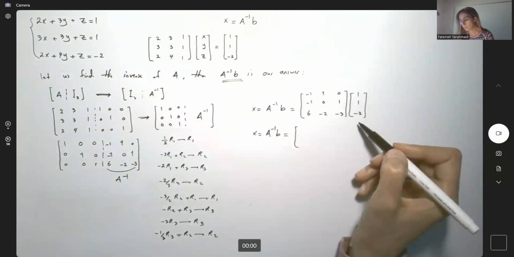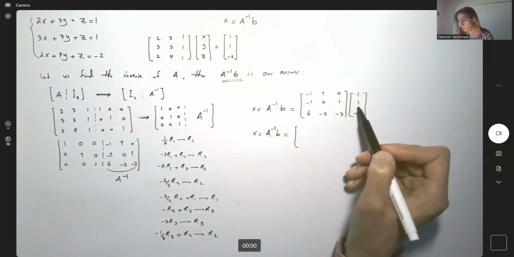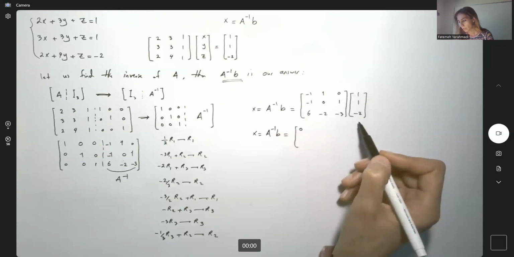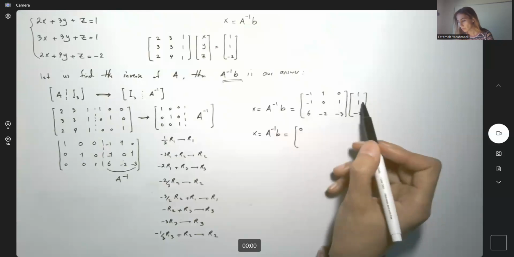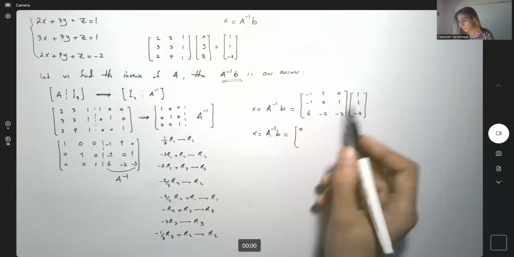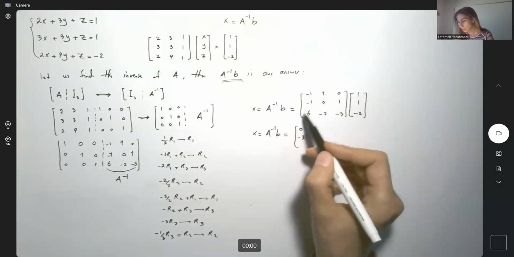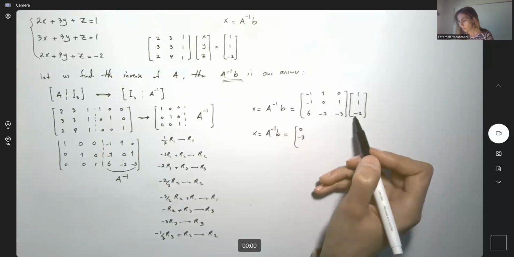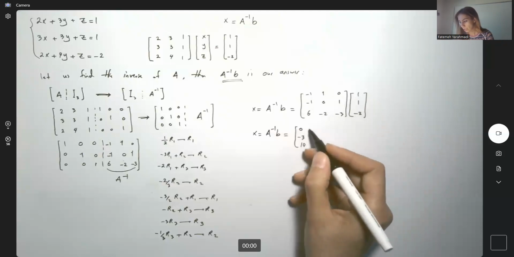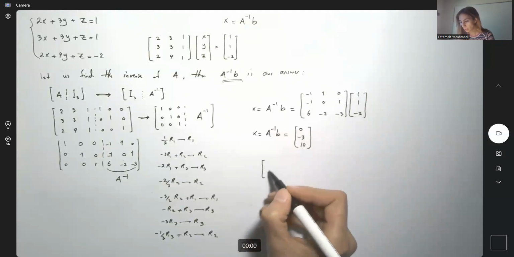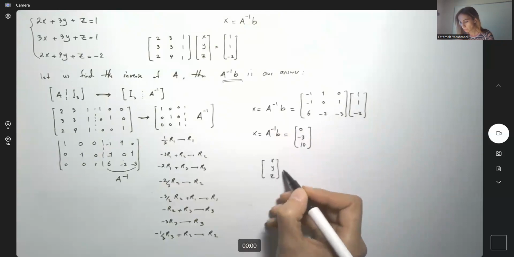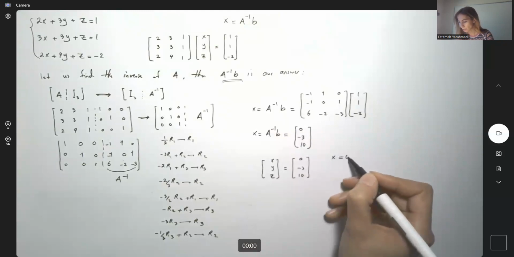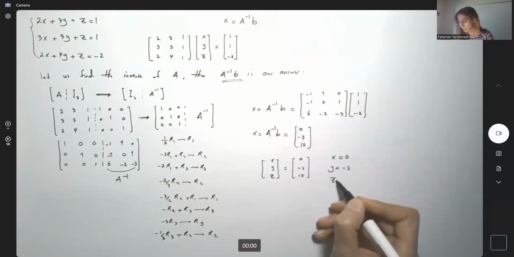We only have one column. So negative 1 plus 1, 0, and you have a 0. Then the second row multiplied by the constant column: negative 1, 0, and negative 2, negative 3. And then here you have 6 minus 2, 4, and plus 6, which is 10. So it seems like x, y, z is equal to 0, negative 3, and 10. X is 0, y is negative 3, and z is equal to 10.